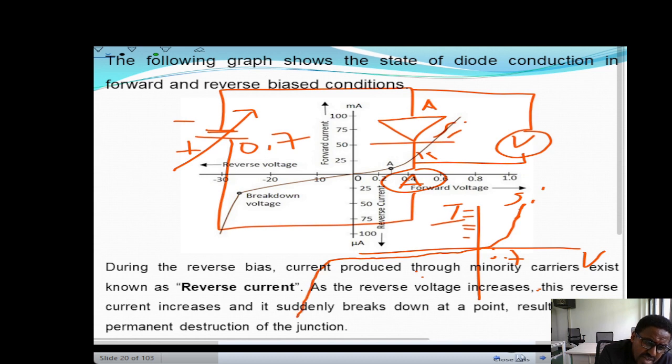So the current keeps increasing once the reverse voltage is beyond or exceeds the reverse breakdown voltage. That is what we call the reverse breakdown voltage. Under these conditions, the diode is out of service or permanently damaged, because during reverse bias it becomes conducting.